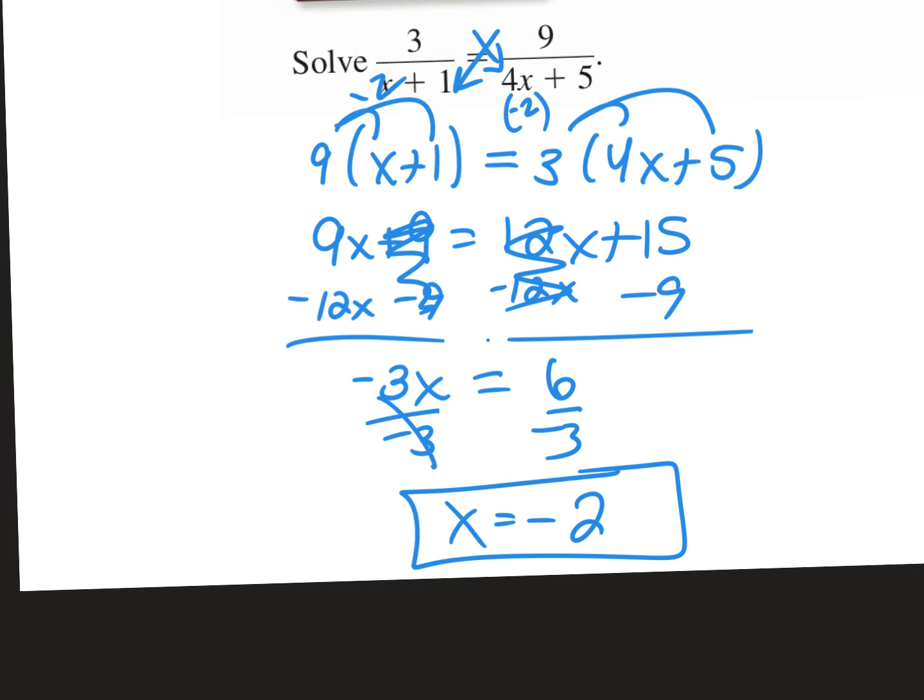No. When you plug your x back in, it should, A, not make either denominator 0, and it should make your equation true. But if it does make the denominator 0, you would cross it off and say it's an extraneous solution. That one doesn't work.